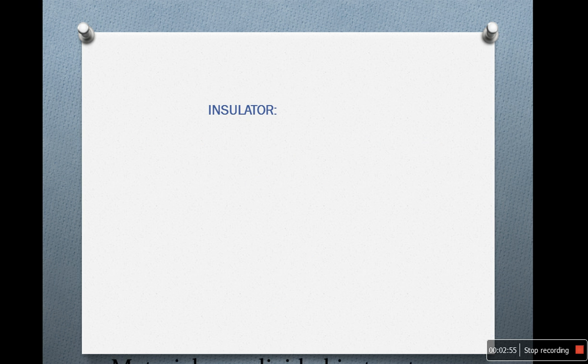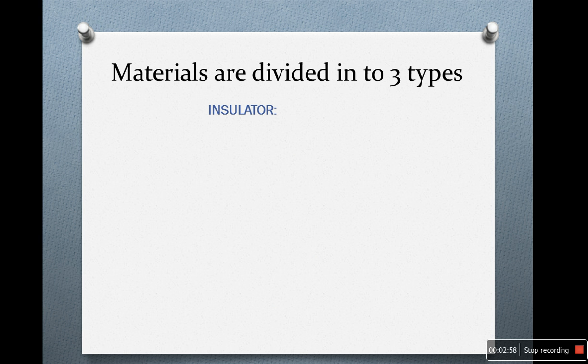The materials are divided into three types depending on the energy gap. The forbidden band is also called the energy gap or forbidden gap. What is energy gap? Energy gap is the minimum energy required to move an electron from the valence band to the conduction band.